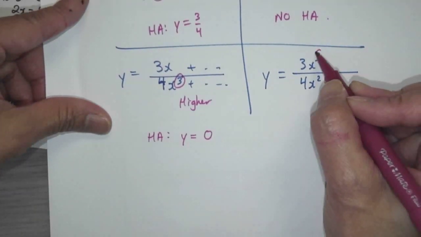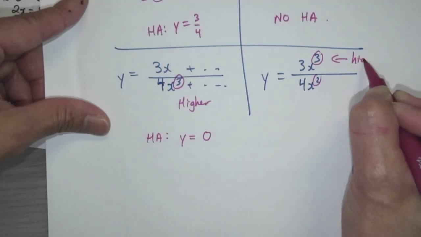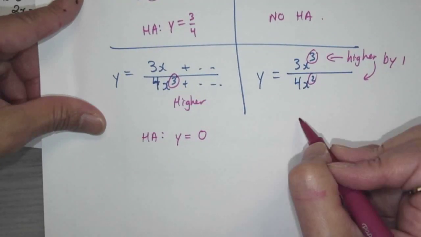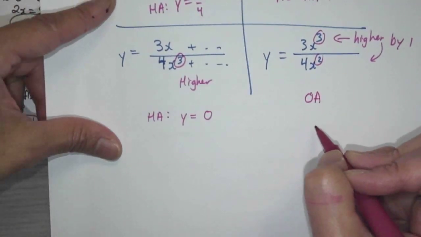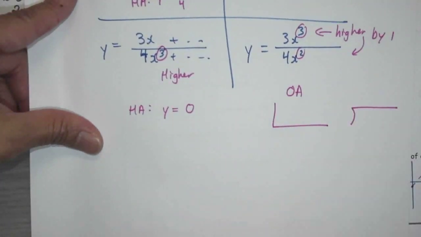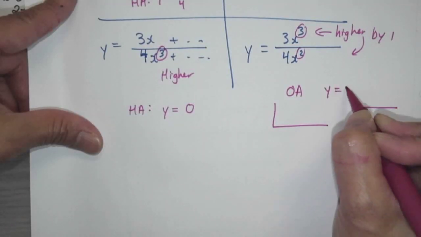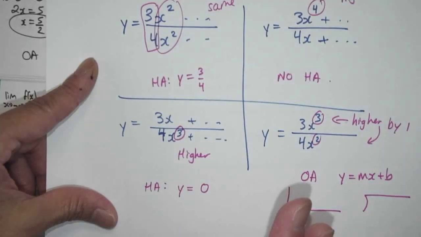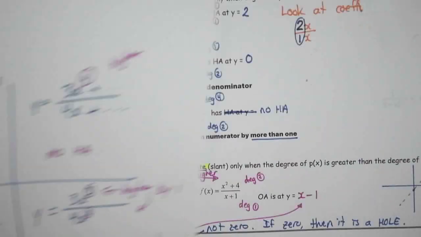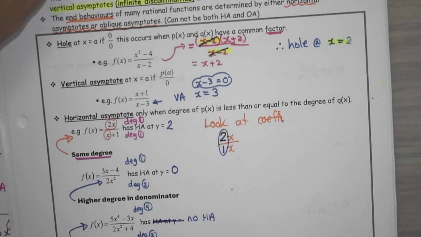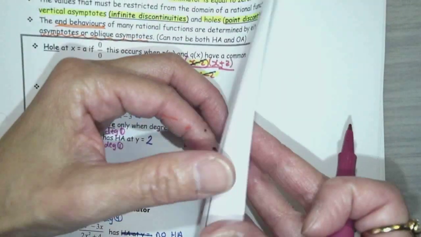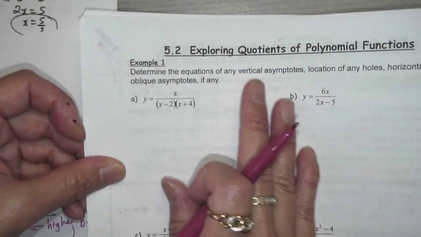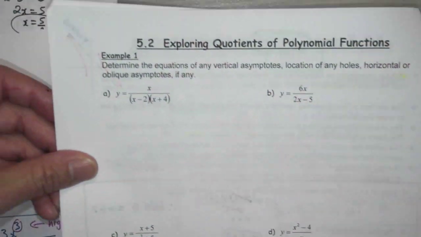If it's higher by 1 on the top, then this is going to be your oblique asymptote, and you're either going to do the synthetic or the polynomial division to get y equals mx plus b. Good? So those are the 4 possibilities we now have. All right, that's a lot of talking I did to explain, and now we're just going to go ahead and find all of our lovely asymptotes. So much easier now. We're going to find vertical, holes, horizontal, and oblique.